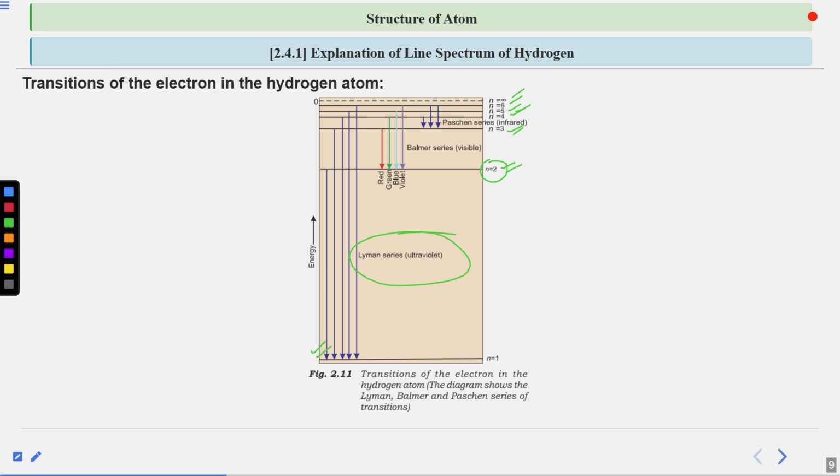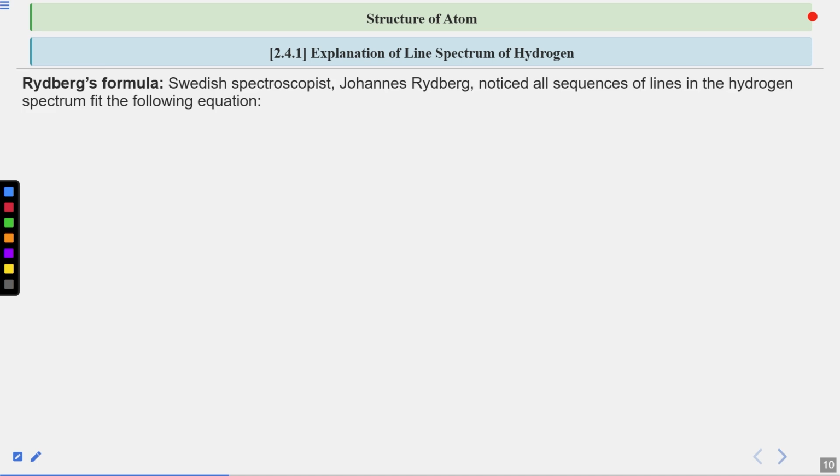Remember students, n equals 1 is called the ground state, n equals 2 is called the first excited state. So that is just another name. Remember this name, it's very important. Then n equals 3 is the second excited state, and so on. Now, here comes the quantification part that I was talking about.